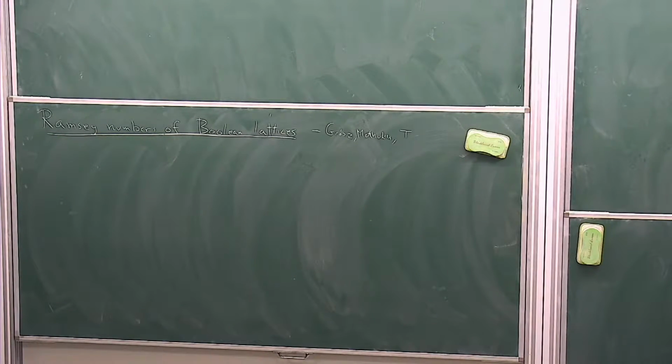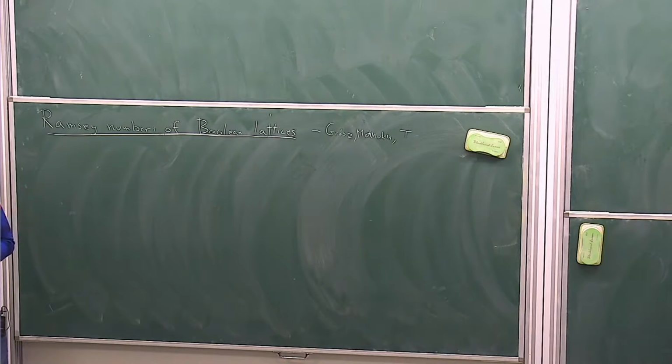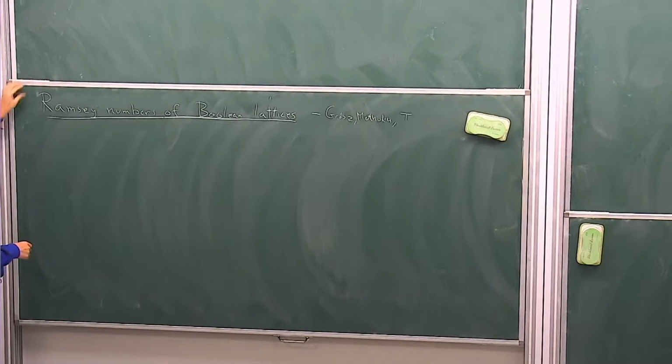Yeah, so I'm going to talk about Ramsey numbers of Boolean lattices. So I think everybody here knows the classical Ramsey results. I won't mention that, and I'll just get right to it.